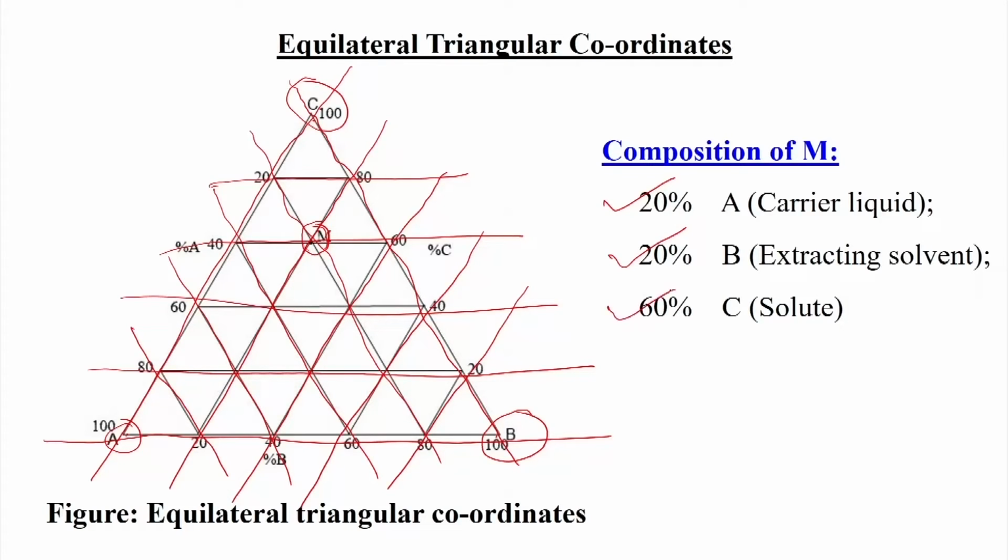Then for M, the contribution of A is 20%, B is 20% and C is 60%. All of these are in the liquid phase, so A, B and C are all in the liquid phase. So the carrier liquid contribution is 20%, the extracting solvent is 20% and the solute is 60%.